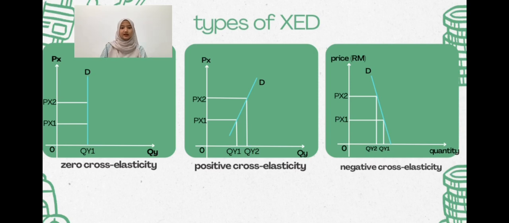The last one is negative cross elasticity. Negative cross elasticity happens when the coefficient is less than 0. An increase in the price of a particular good will lead to a reduction in quantity demanded for the other good. They are known as complementary goods, such as coffee and creamer. Products X and Y are viewed as complements. Let's jump into the next question.